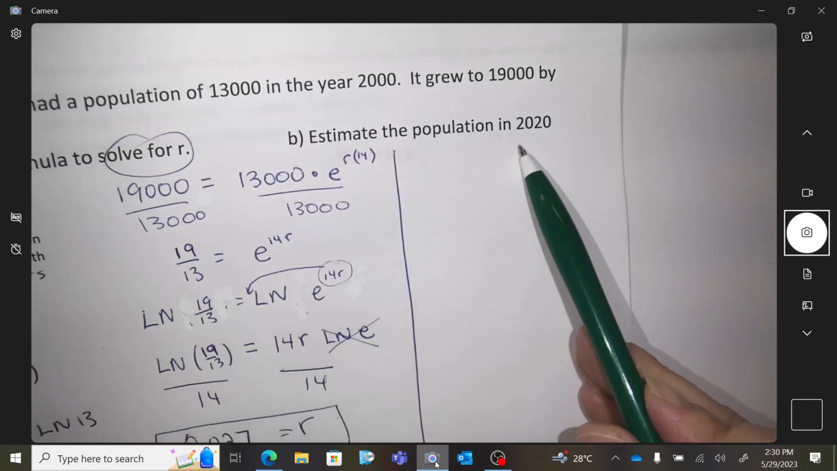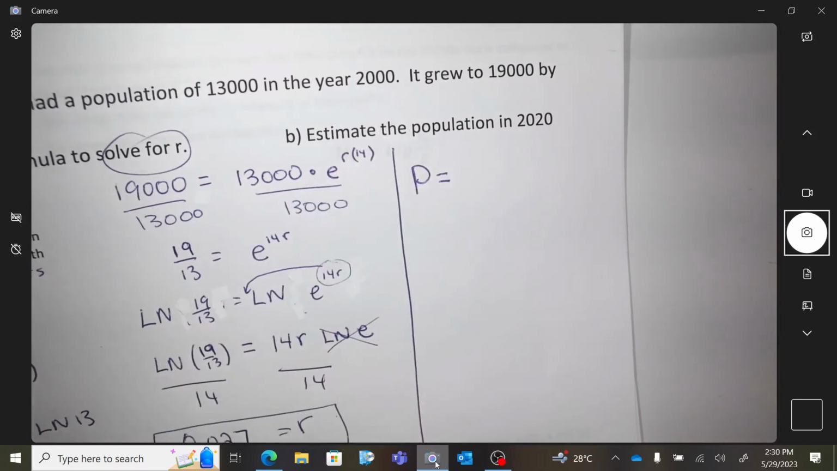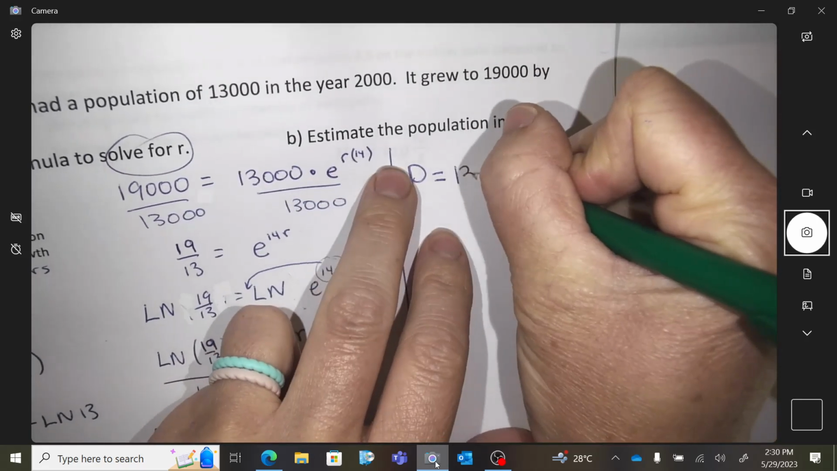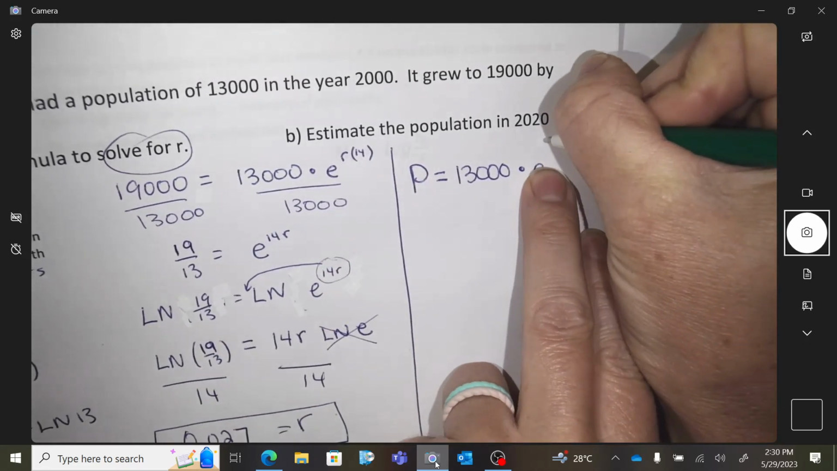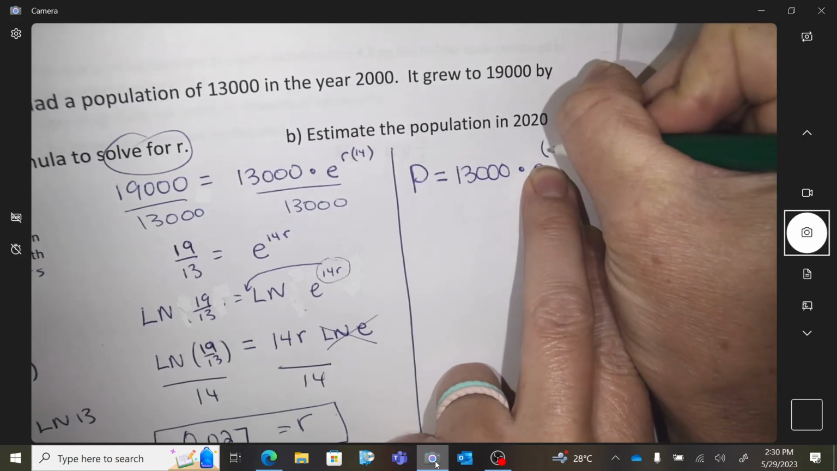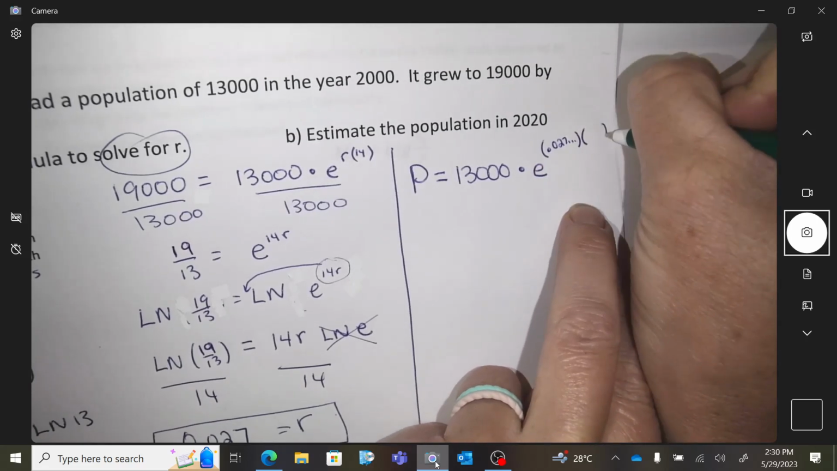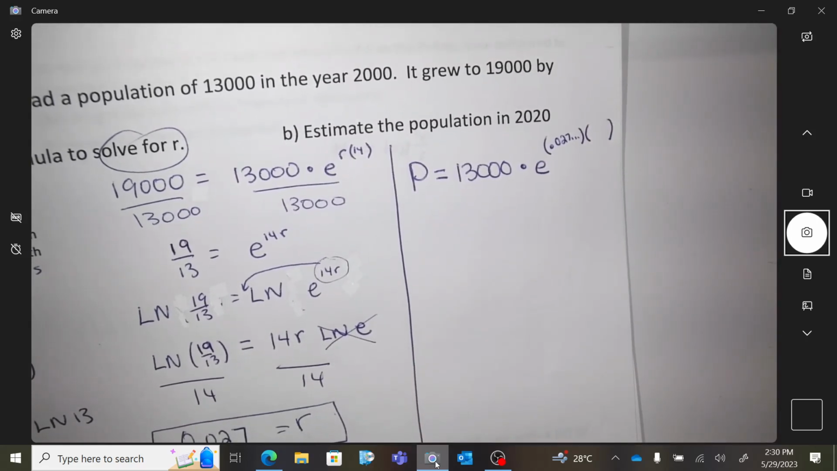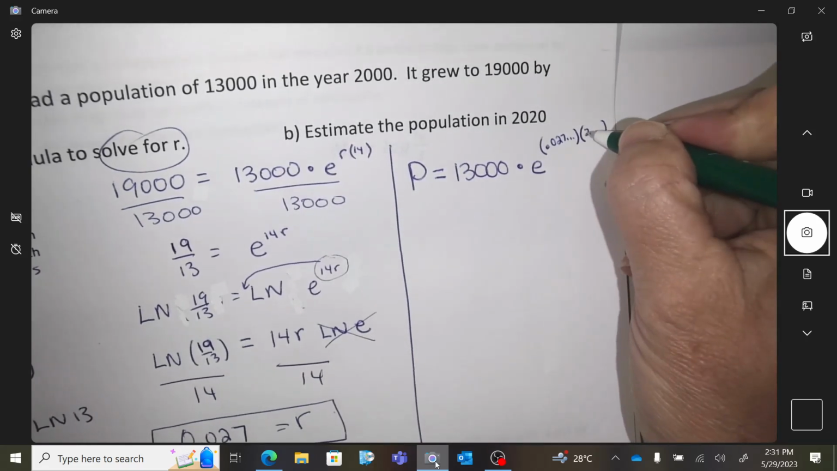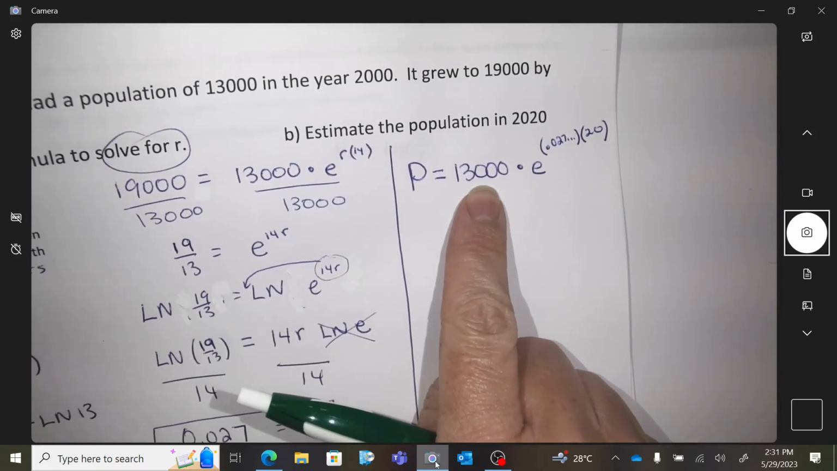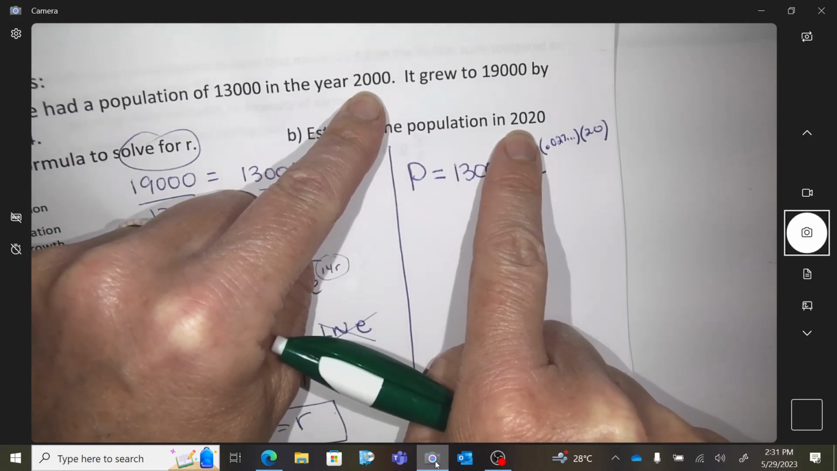Part B. What is the population in 2020? So the population equals 13,000, which is how we started, times e to the r, which we now know, 0.027, times how many years? So remember, 20 years, because 13,000 was the population in 2000. And now I'm at 2020.